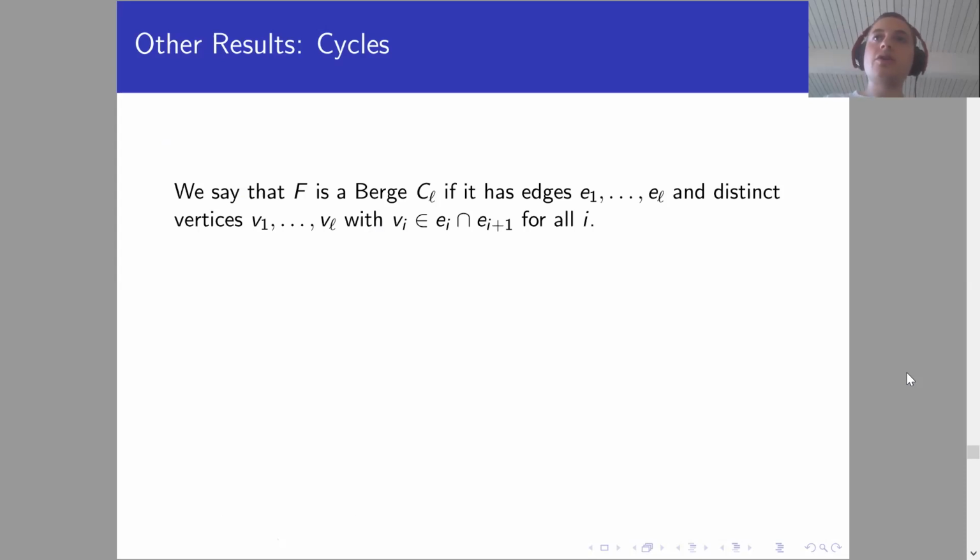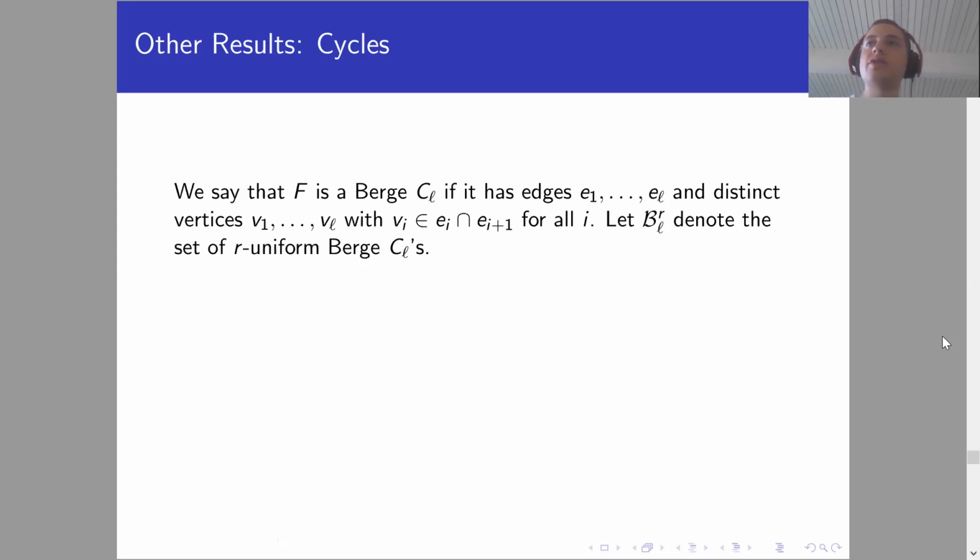But we can do a bit better for other kinds of cycles, namely for Berge cycles. So we'll say that a hypergraph F is a Berge cycle, CL, if it has L distinct edges and L distinct vertices, such that the ith of these vertices is in the intersection of E_i and E_{i+1}, with these written cyclically. And we'll let B_L^R denote the set of all R-uniform Berge L-cycles.